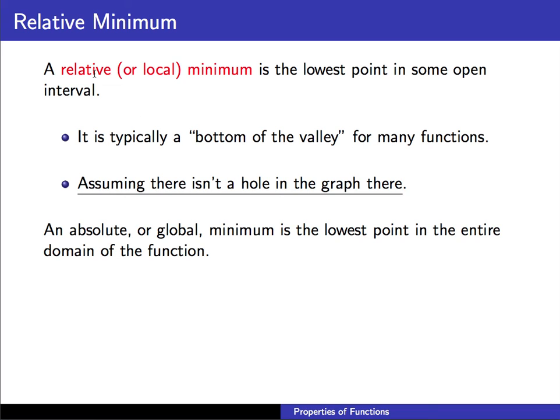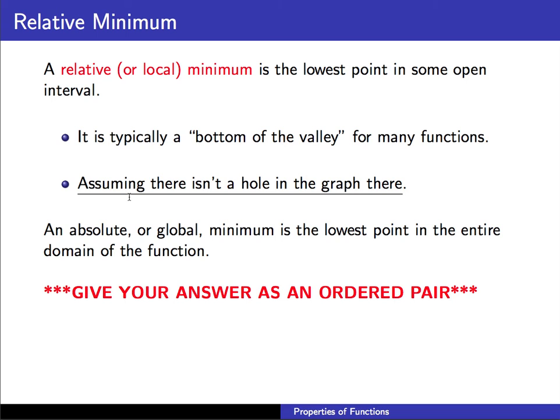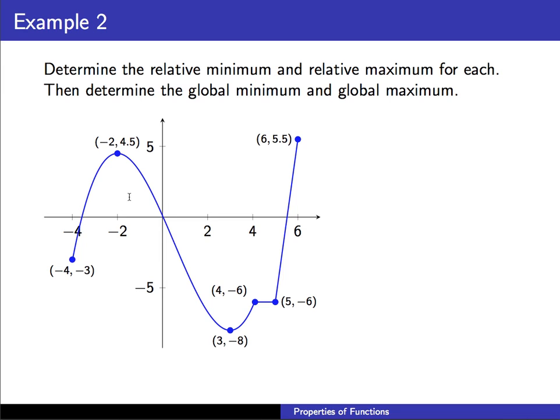So our relative maximum and relative minimum are in some open interval. The absolute maximum and absolute minimum are over the entire domain. The relative or local maximum or minimum are usually a subset of the absolute or global. And again, we want to give our answer as an ordered pair, so an x-coordinate and a y-coordinate. So let's take a look at example 2.